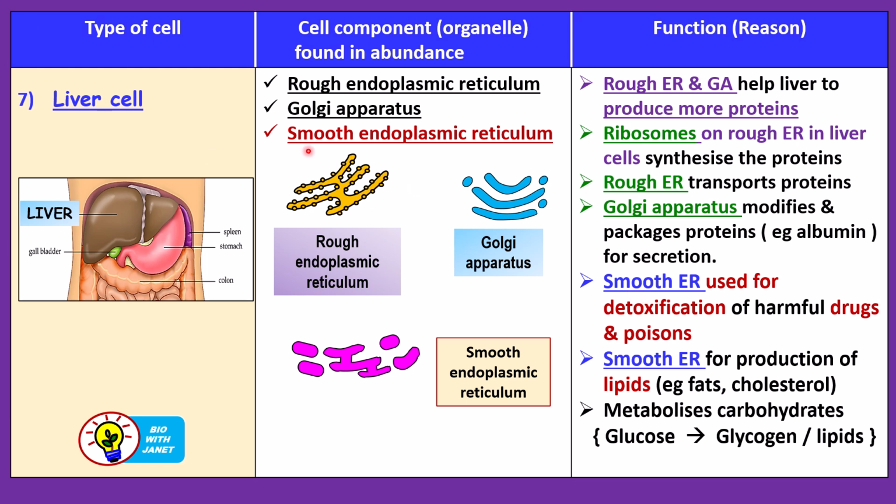Next, liver cells also contain a lot of smooth ER or smooth endoplasmic reticulum, as shown here. Now, the smooth ER is used for the detoxification or removal of toxins. Okay, detoxification means the removal of toxins or poisons, such as harmful drugs and poisons from the body. The smooth ER is also used for the production of lipids such as fats and cholesterol by the liver. And it also helps to metabolize carbohydrates by converting excess glucose into lipids.